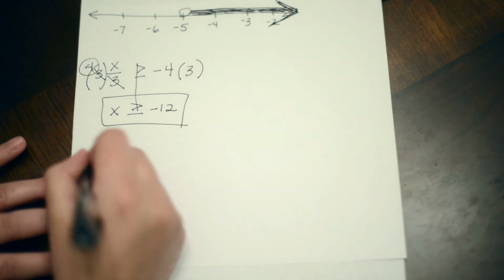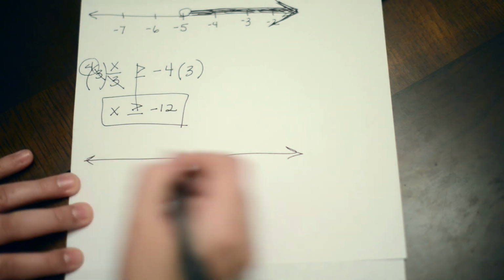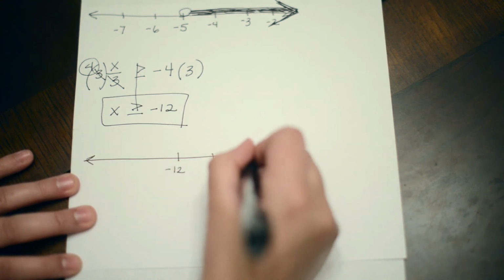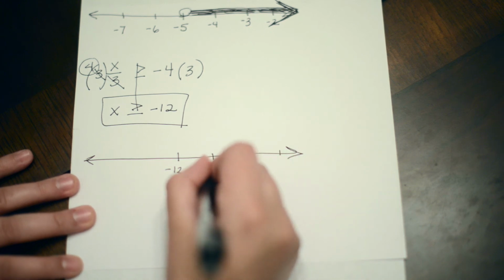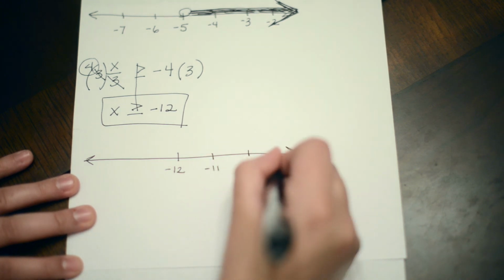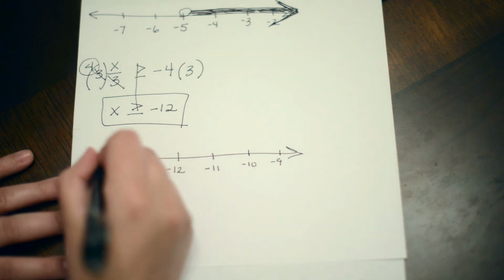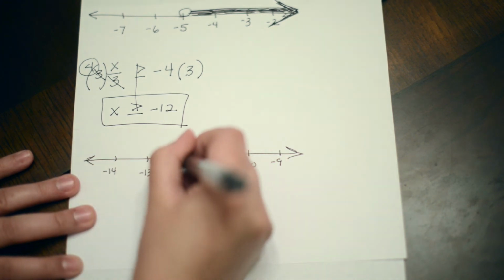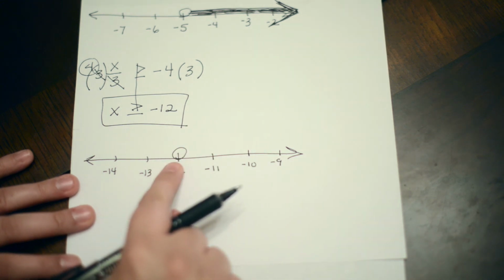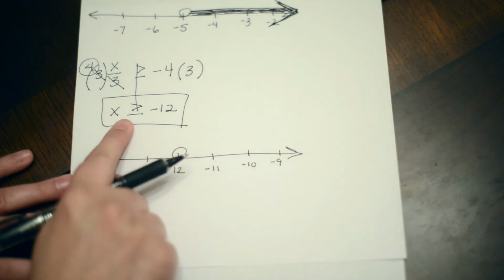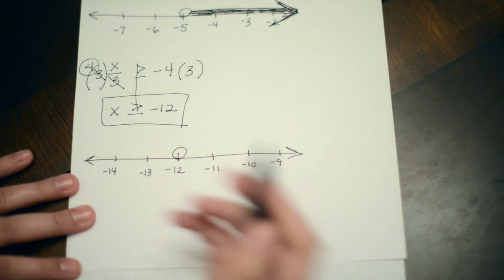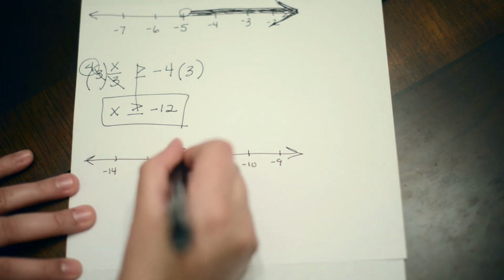Let's go ahead and put this on the number line. Let's put -12 in the middle. Then you have -11, -10, -9. Negative 13 over here, negative 14. Now, is your circle going to be an open or closed circle? It's equal to it, so do I color it or do I leave it open? Since it's equal, you have to color it.